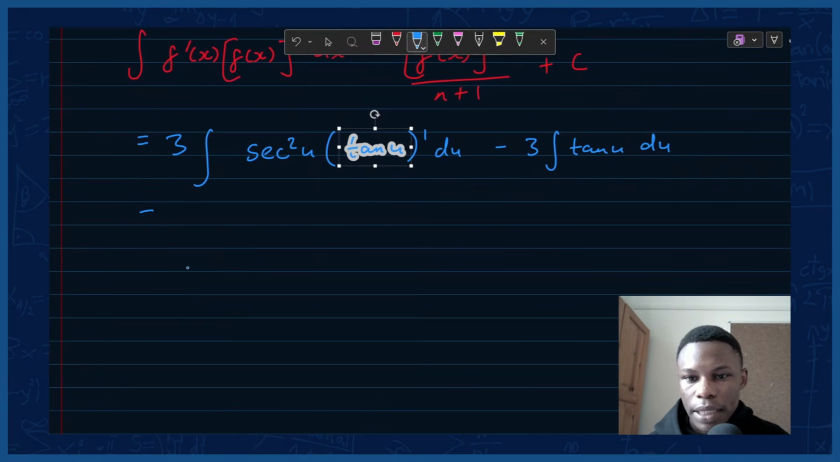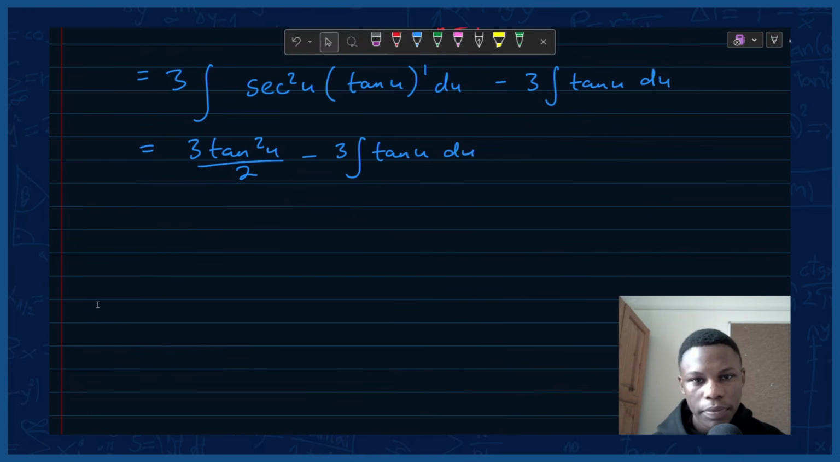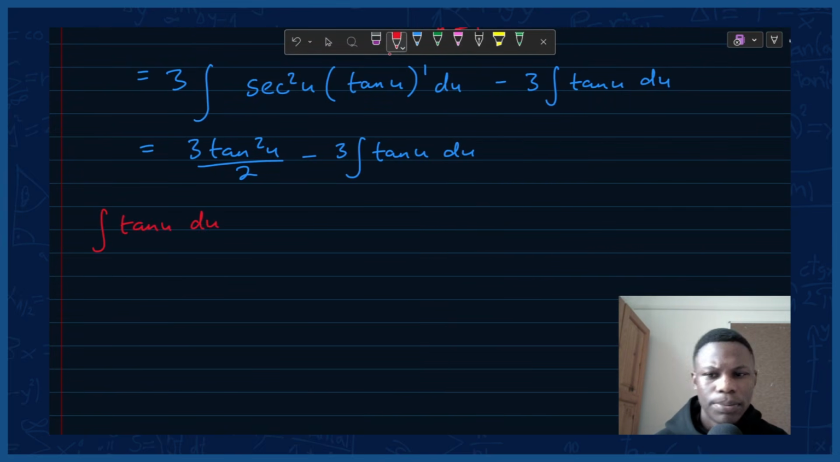Okay. So this becomes 3 tan squared u divided by 2 minus, we still need to deal with the integral of tan u. Okay, so if we focus on integrating tan u, you may or may not know this from when you learned integration, but we can rewrite tan as sine u over cos u.